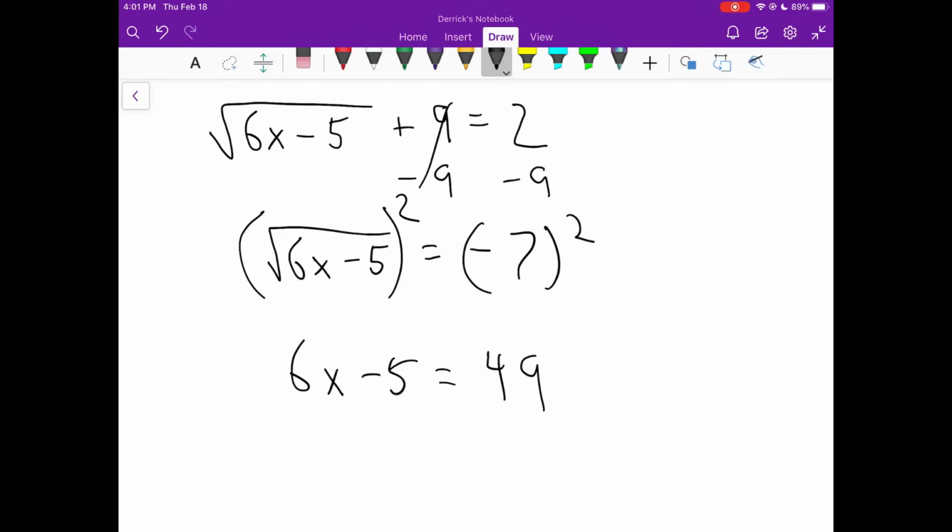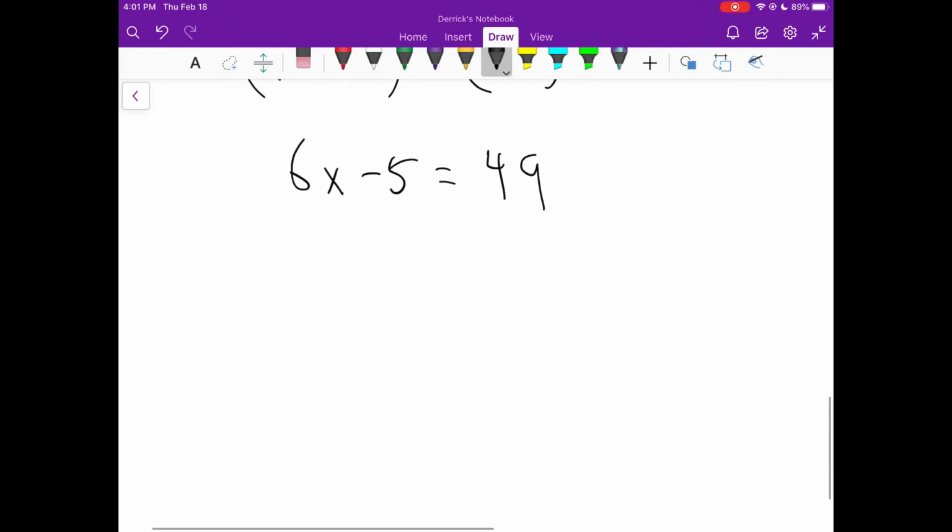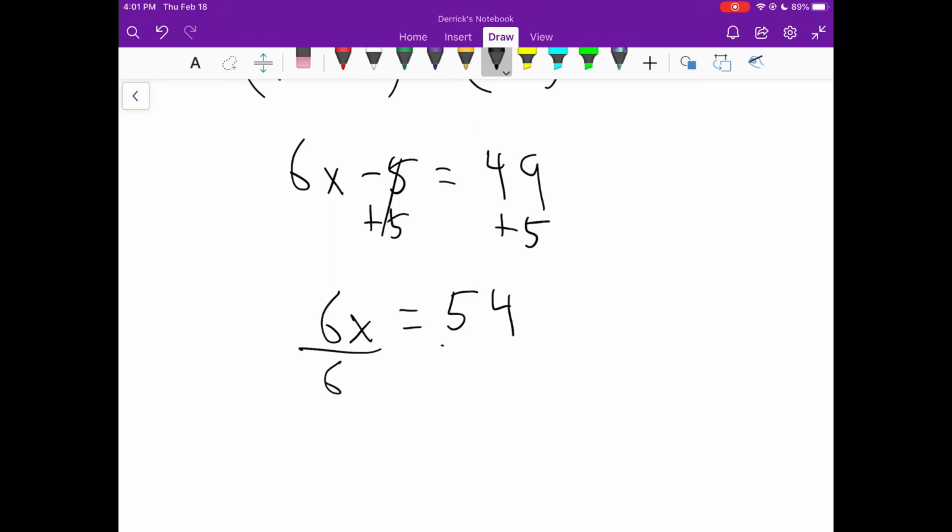Well, now that we've done that, we're back to where we were with the last problem, where we just have a pretty simple linear equation that we can work on solving out. So we'd want to start by adding 5 to the other side. So we'd end up with 6x equals 54. Then we would want to divide by 6. 54 divided by 6 giving us that x equals 9. Which is great. We did all that math correctly.